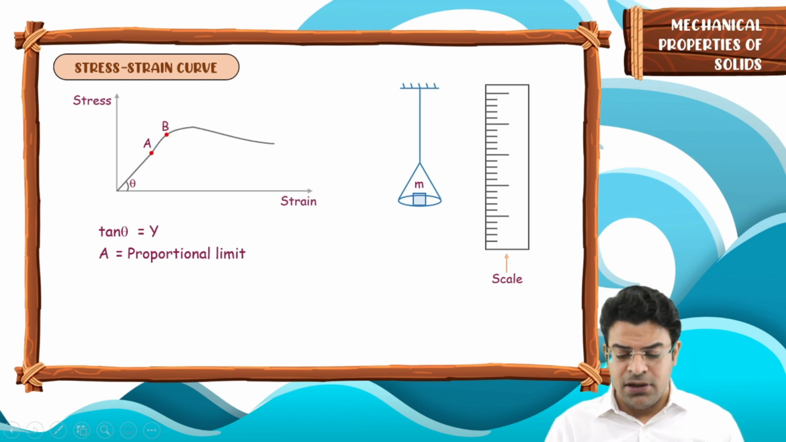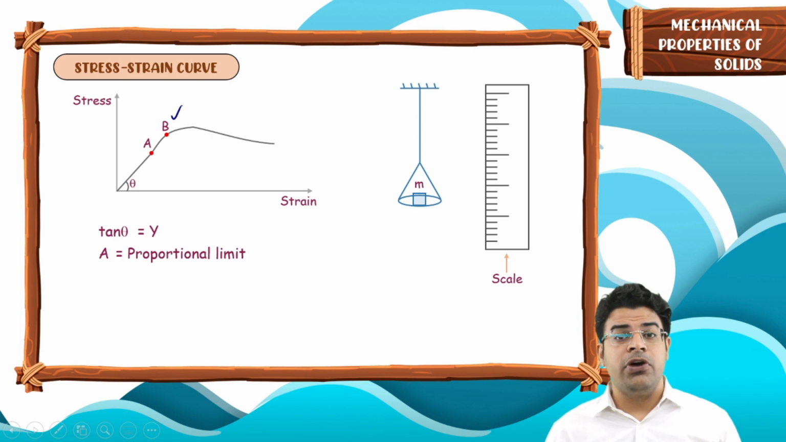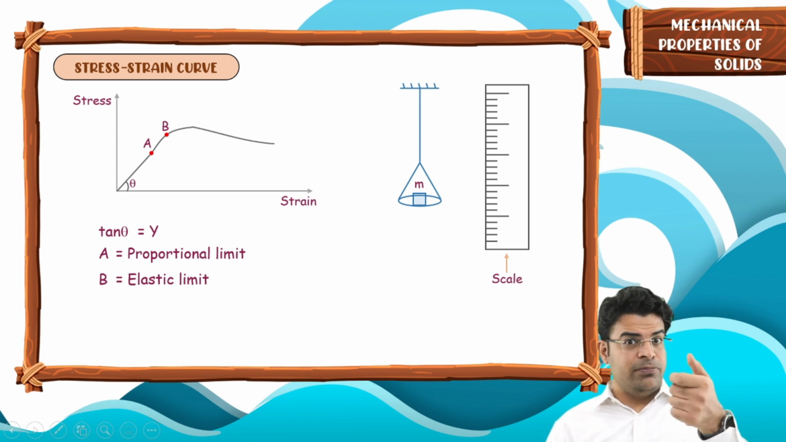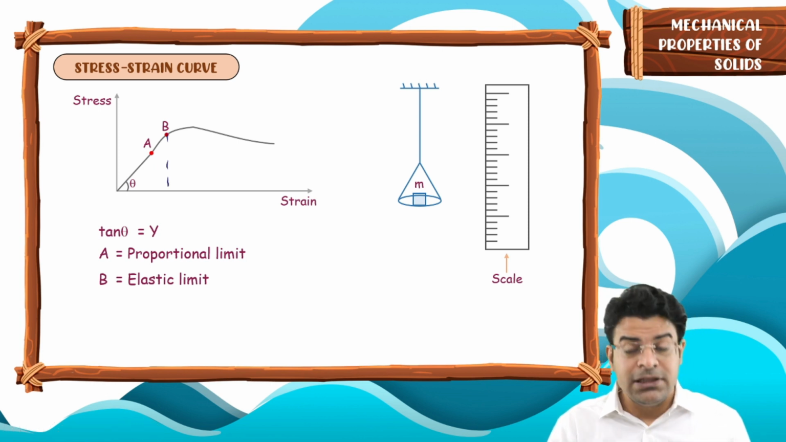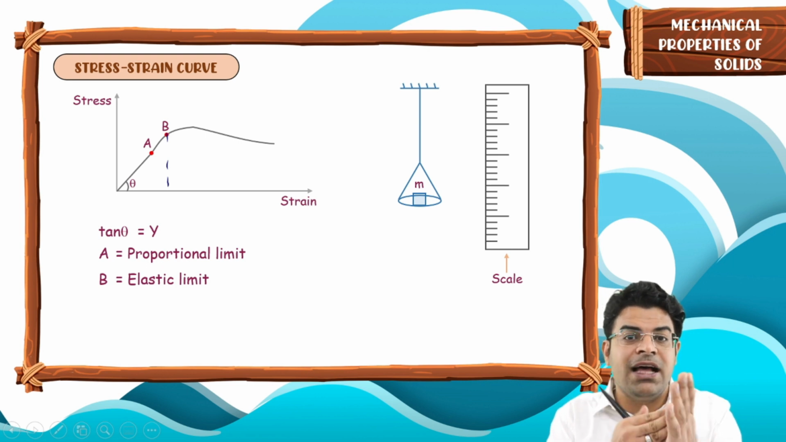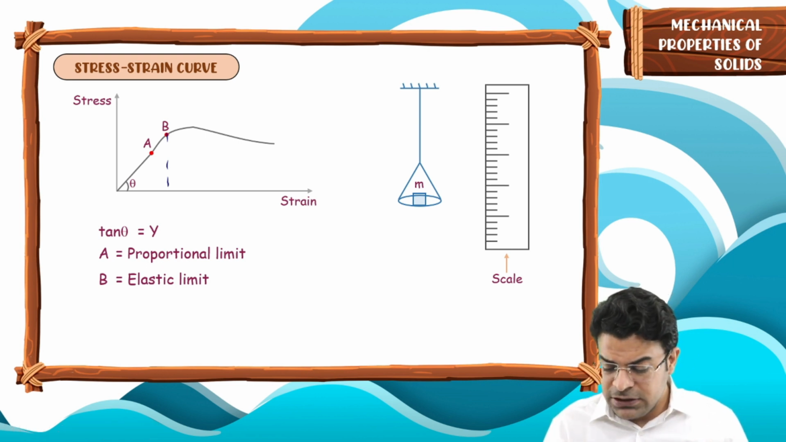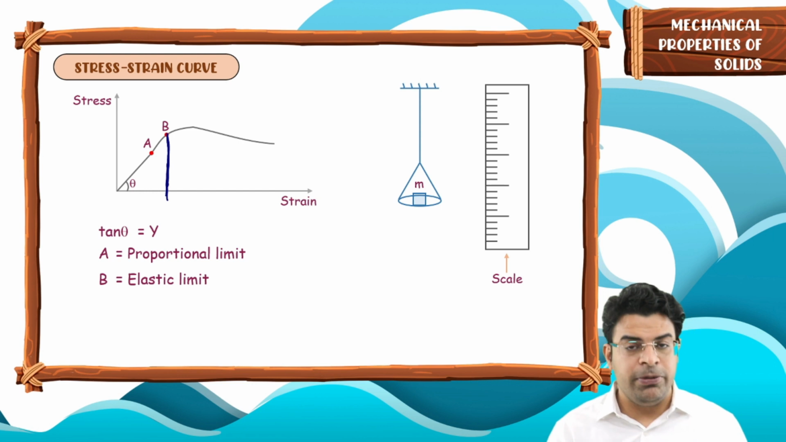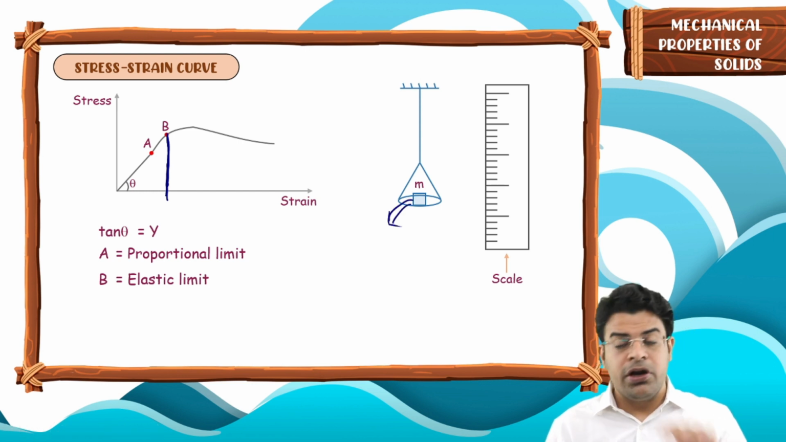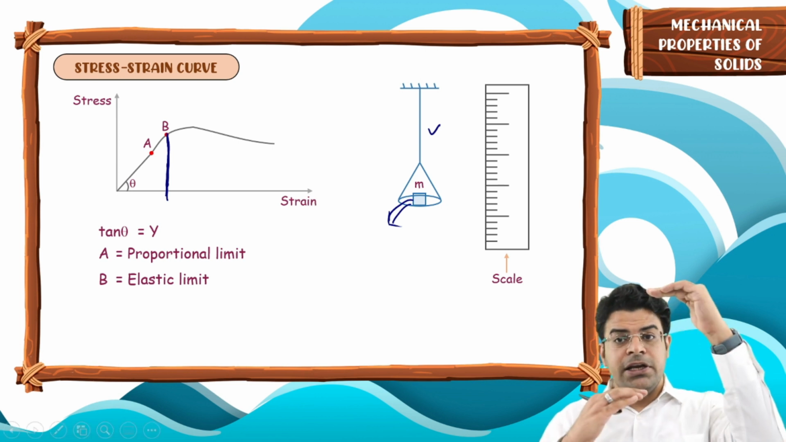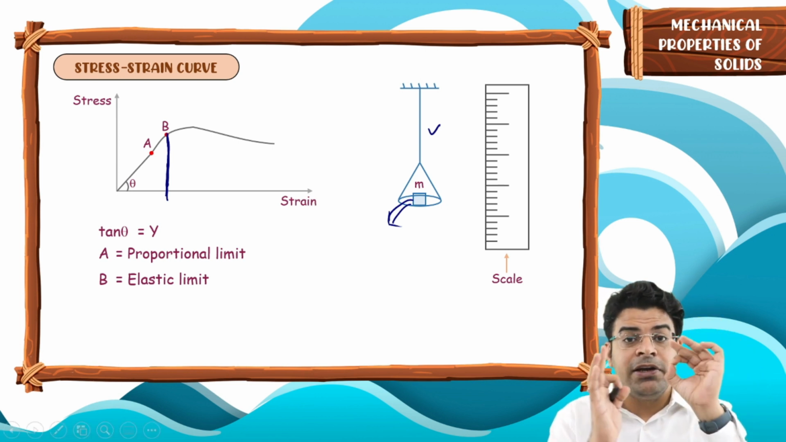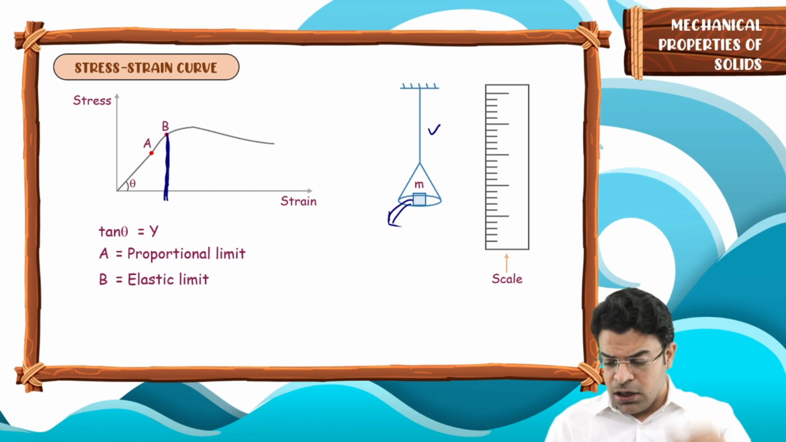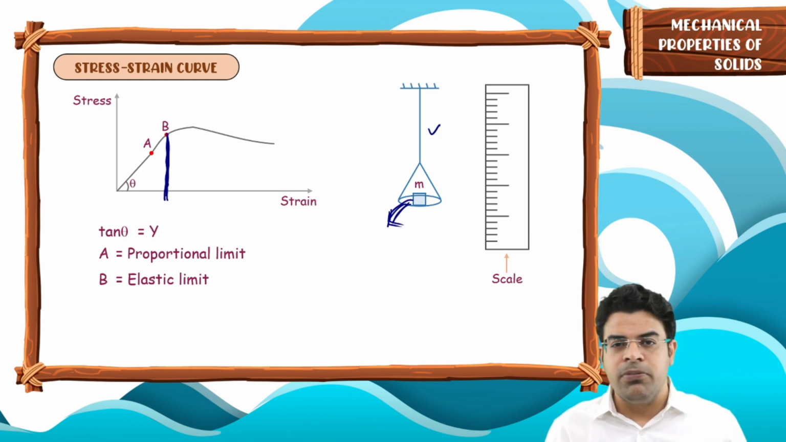Now let's say there is another point on this curve. This point is point B. The name of point B is the elastic limit. The limit of strain up to which the material is elastic is called the elastic limit. Now, what is the meaning of elastic limit? If the strain is up to this point B, then on unloading the mass, on removing the mass, the wire completely regains its original shape. It completely regains its original length. If the strain becomes more than this, then even on unloading the mass, the wire won't regain its complete shape.